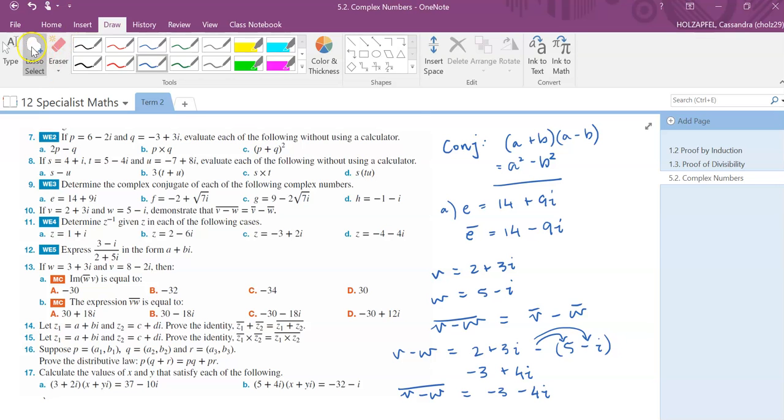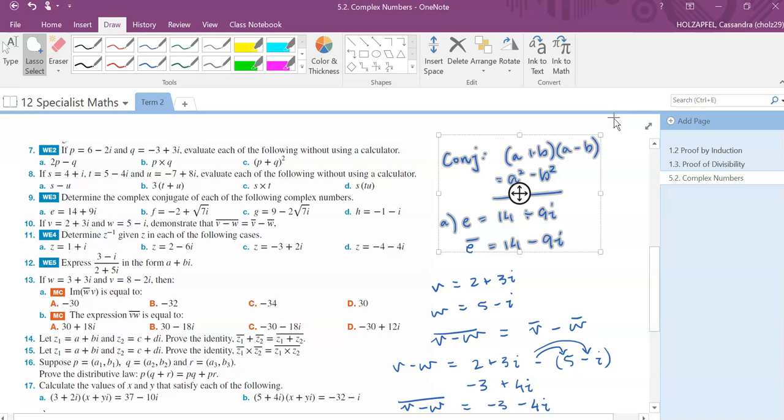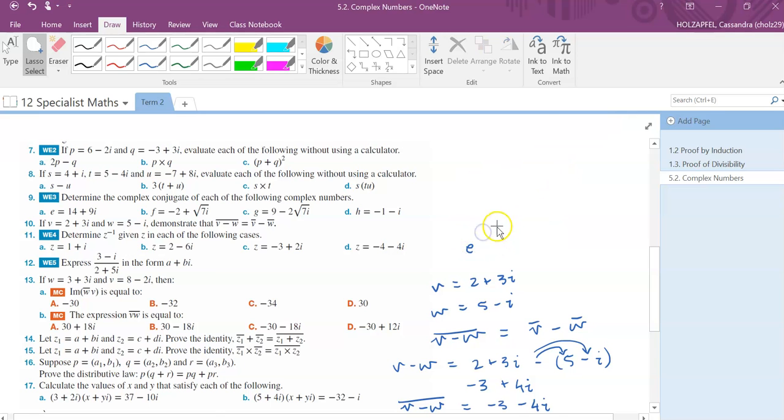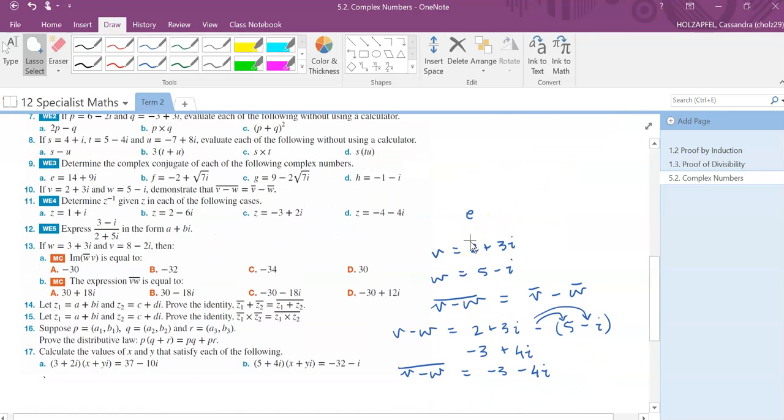Ooh, I should have left myself a little bit more space. Let's get rid of this, shall we? Okay, so, excuse me.